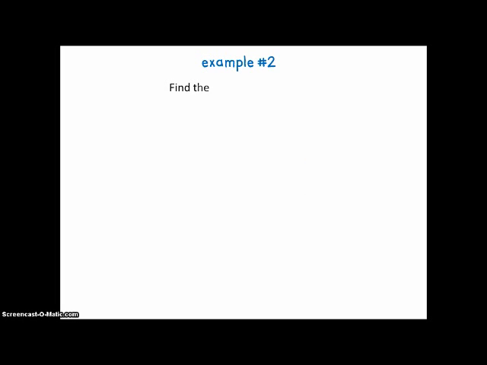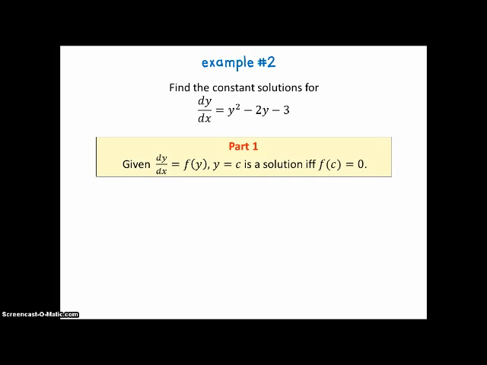Example 2. Find the constant solutions for dy/dx equals y squared minus 2y minus 3. Part 1 says again that if we have an autonomous differential equation, dy/dx equals a function in y, then y equals c is a solution if and only if f of c is 0. So this time we set y squared minus 2y minus 3 equal to 0, and that will have some solutions because that factors nicely. And therefore our constant solutions are y equals 3 and y equals negative 1. See, that was quick.